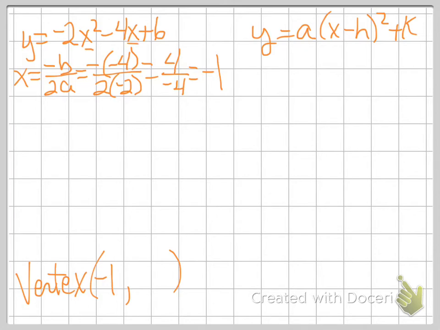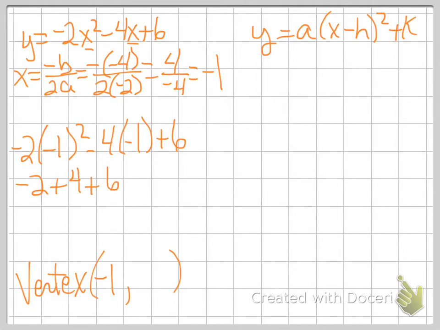So I have negative 2 times negative 1 squared minus 4 times negative 1 plus 6. Now negative 1 squared is 1 times negative 2 is negative 2. Negative 4 times negative 1 is positive 4. And then plus 6. So negative 2 plus 4 is 2, plus 6 equals 8. So our vertex is at negative 1, 8.